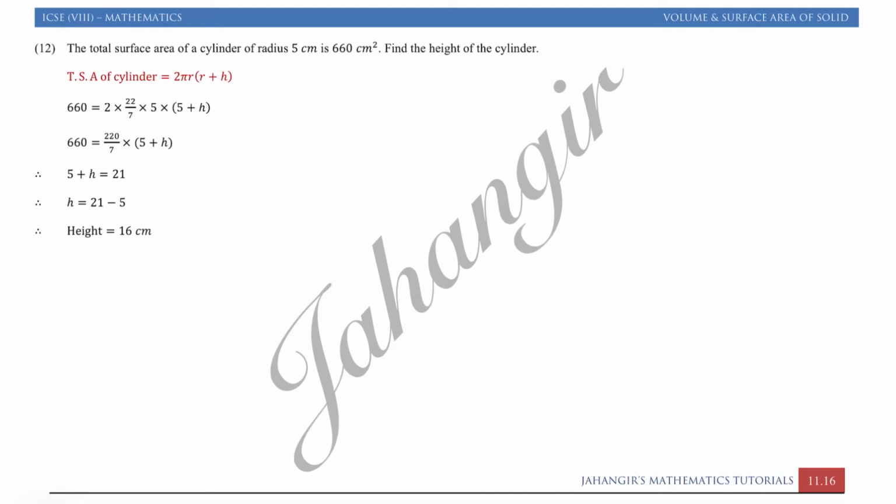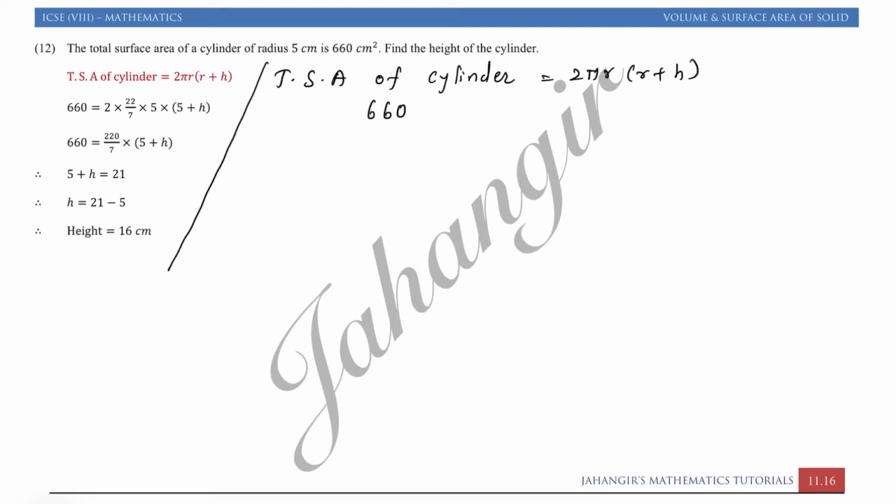Next question is again of the same type. Total surface area of a cylinder of radius 5 centimeter is 660 centimeter square. So TSA of cylinder is equal to 2 pi r (r plus h), where TSA is 660 and radius is 5. 2 into 22 by 7 into 5, in bracket 5 plus h.